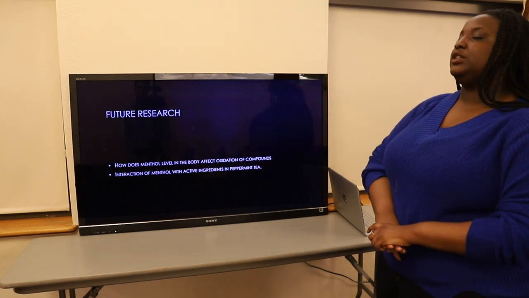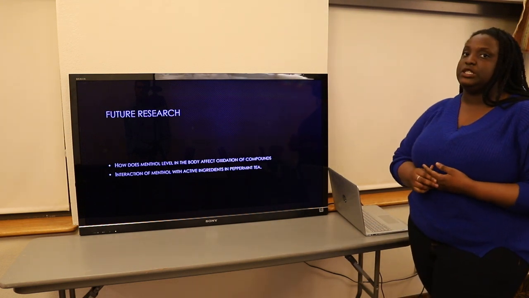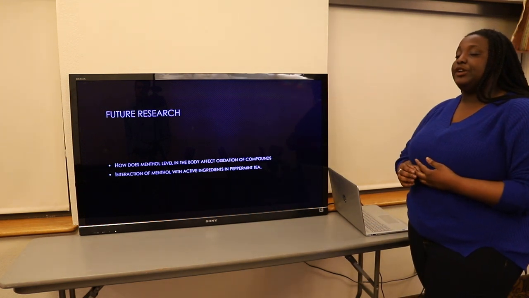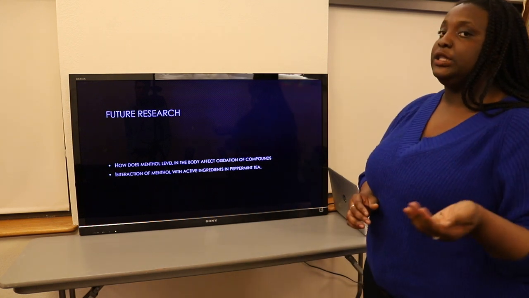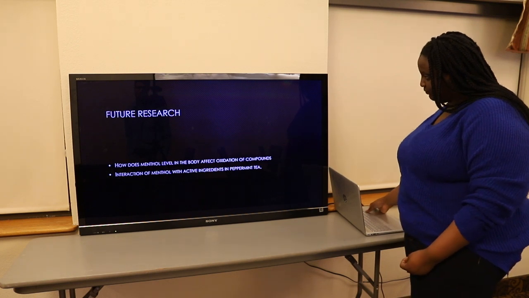For future research, I would like to look into how menthol levels in the body affect oxidation of compounds, and also how menthol interacts with active ingredients in peppermint tea.